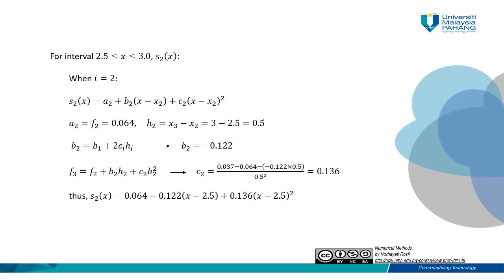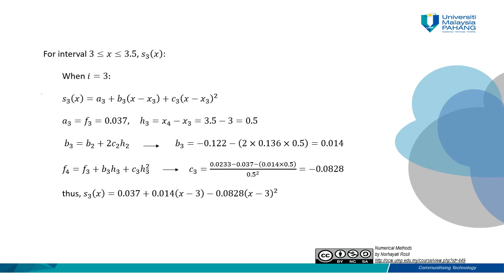Same goes for equation S2. So S2 is equal to A2 plus B2(x minus x2) plus C2(x minus x2) square. So now let's find the values for A2, B2 and C2 by using the same formula as before. So this is the value for A2, this is the value for H2, the value for B2 and the value for C2. Substitute all the values into our S2. So this is our equation from 2.5 until 3.